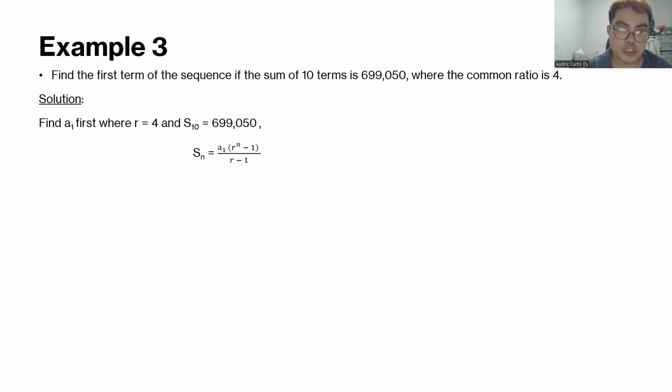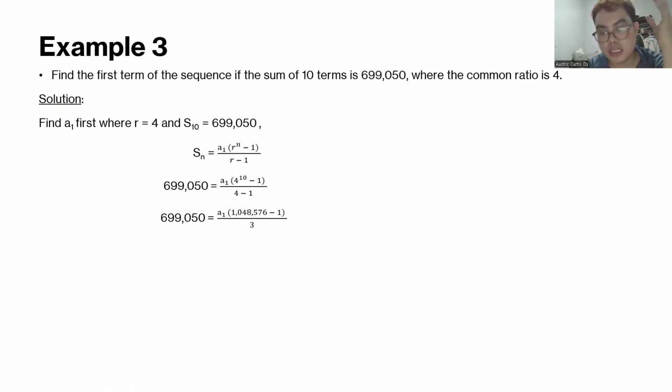So we're going to substitute what is given. Substitute everything. Your S sub 10 is your S sub n, because your n is 10, since our number of terms is 10. Then I substitute R with 4 because the common ratio is 4. 4 raised to the power of 10 is 1,048,576. Then I subtract it with 1 because they're inside the parentheses.